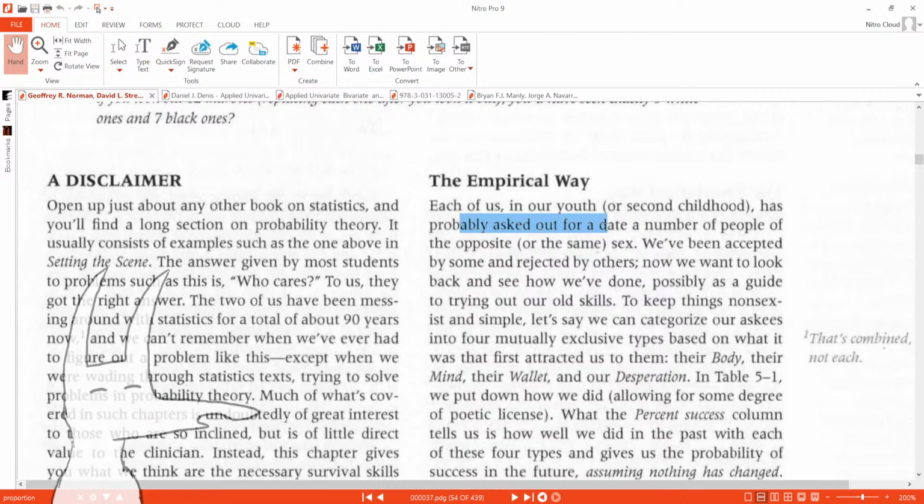Asked to date. Just replace this with the word to. Asked to date a number of people of the opposite or the same sex. We've been accepted by some and rejected by others. Now we want to look back and see how we've done. Possibly as a guide to trying out our old skills.